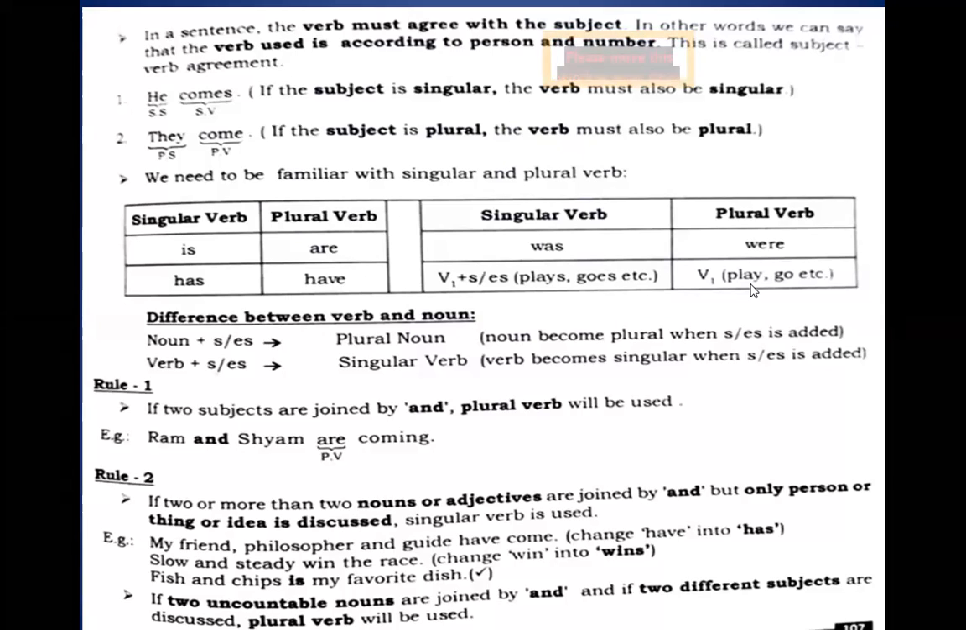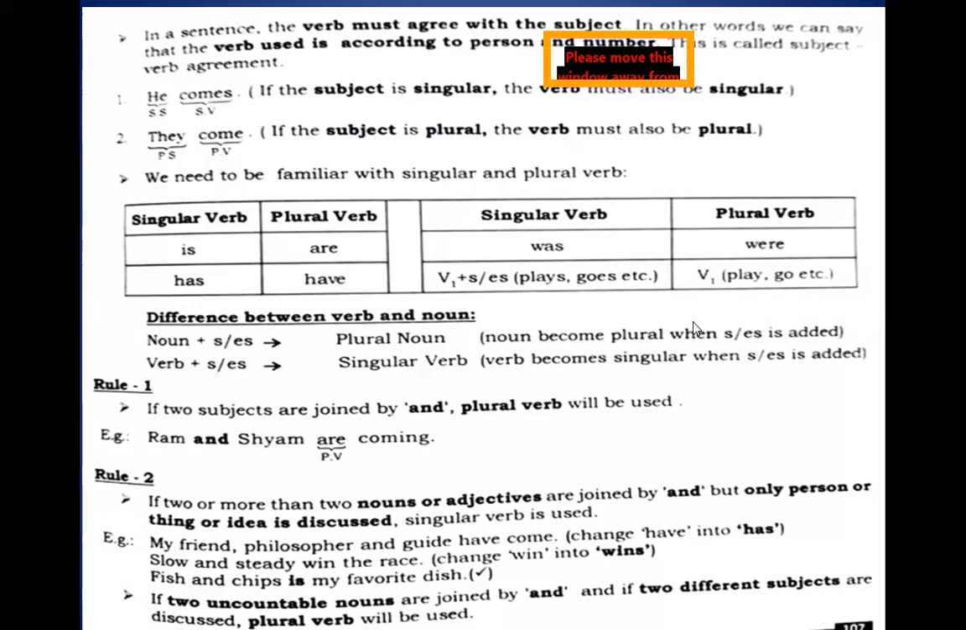So what we understand here in the first sentence, the subject is singular, and the verb has also been used singular here, right? They come. They is a plural subject and come is also a plural verb. So the definition given of this sentence is, if the subject is plural, the verb must also be plural. We need to be familiar with singular and plural verbs. Well, this is quite easy. I suppose that the maximum number of you are quite familiar with what the singular verb is and what the plural verb is.